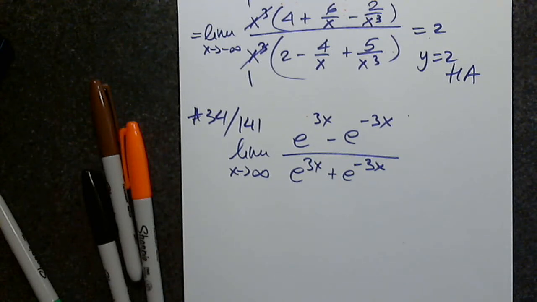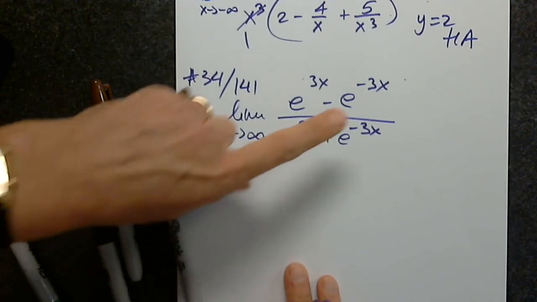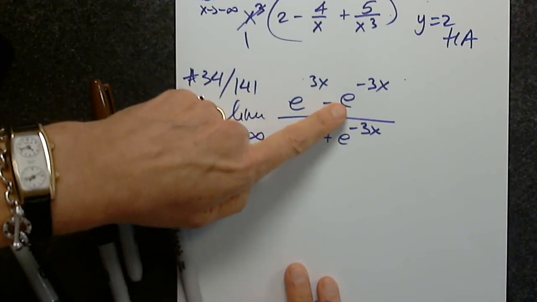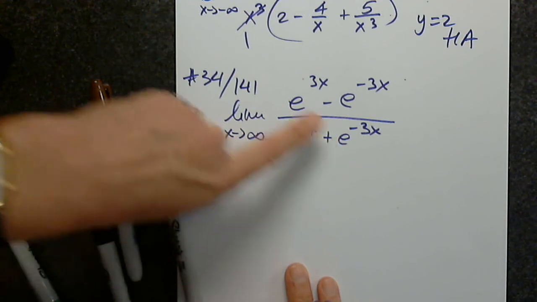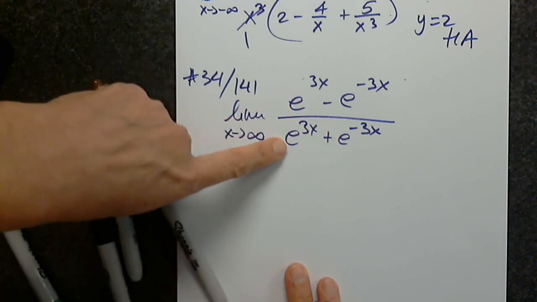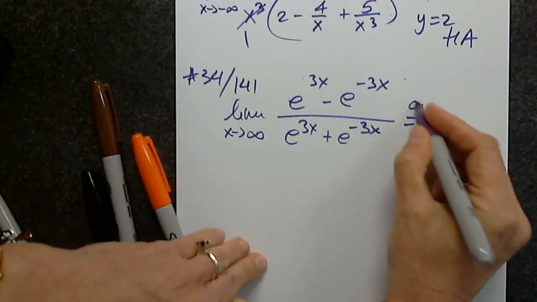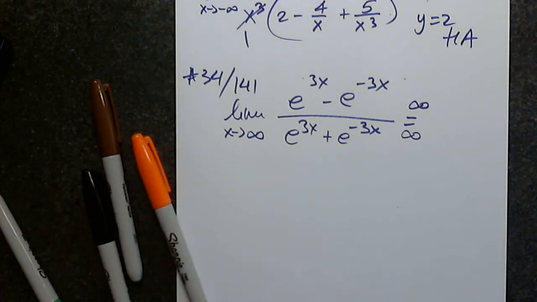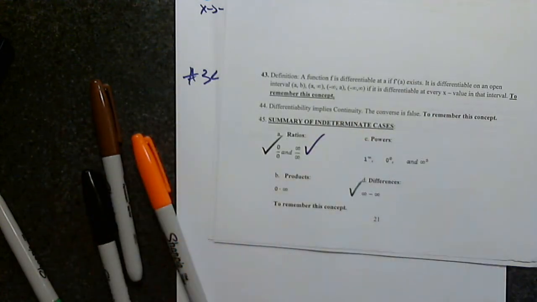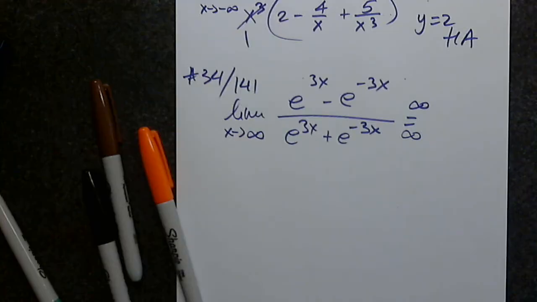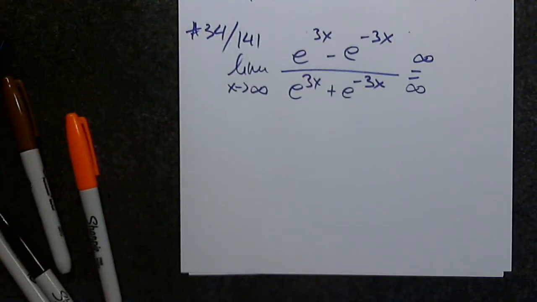e to 6x. So when x approaches infinity, where does this go? 0. Perfect. Where does this go? 0. Perfect. Where does this go? Infinity. Where does this go? Correct. So this is the third type of indeterminate case that we are looking at. Here's the third one. So we had 0 over 0, we had infinity minus infinity, and now we have infinity over infinity. Very good.